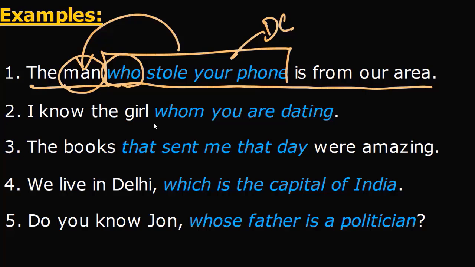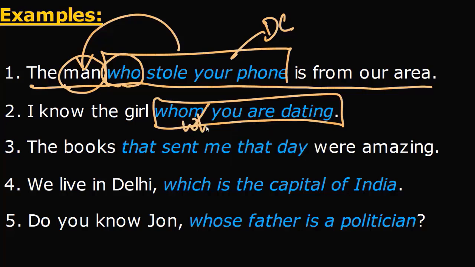If I just end the sentence here, you would not know which girl I'm referring to. So whom you're dating, I can also use who here, who you're dating, right, is giving information about the noun girl. Which girl I'm talking about? I am talking about the girl who you are dating, right? Whom you are dating. Whom is more technical, right?